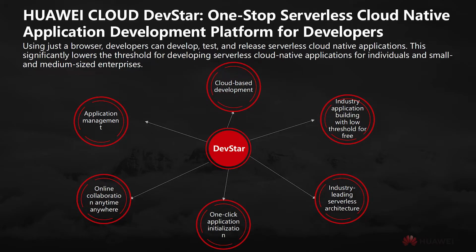Using DevStar, developers can easily perform development activities in teams through the unified software delivery management view. Examples include environment management, application build and release, and online development. Furthermore, developers can build, release, test, and deploy code quickly. Now, I'll show you how to use Huawei Cloud DevStar to develop serverless cloud-native applications.